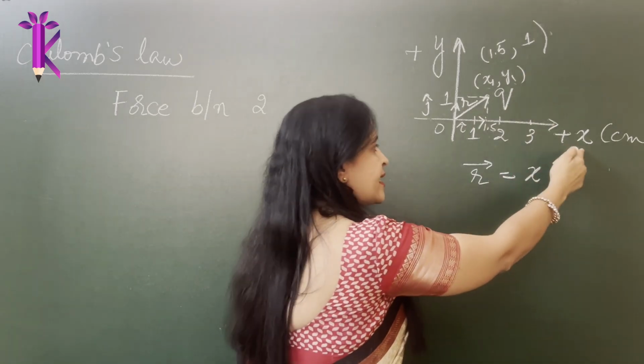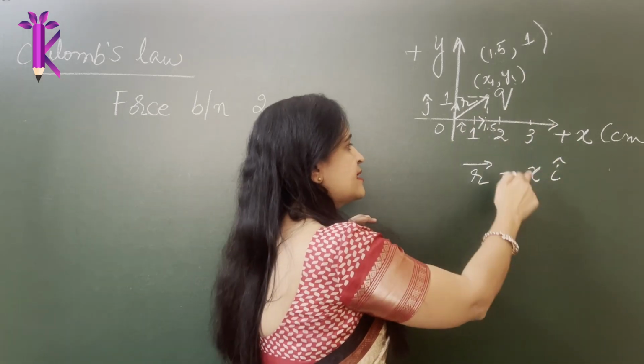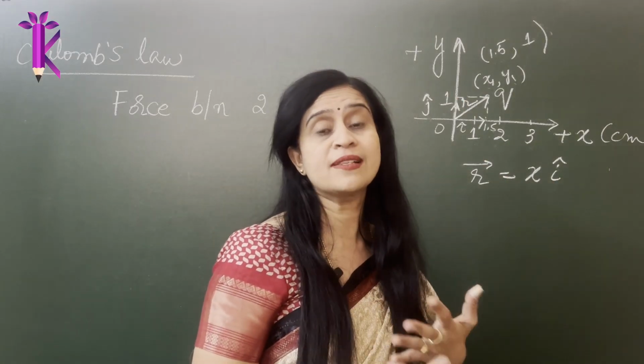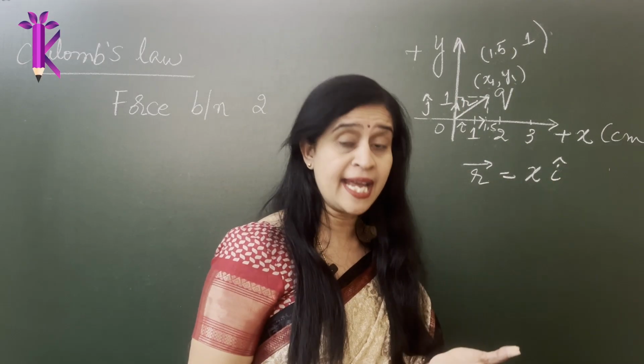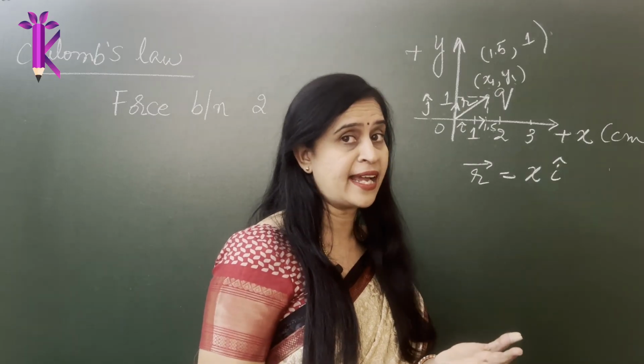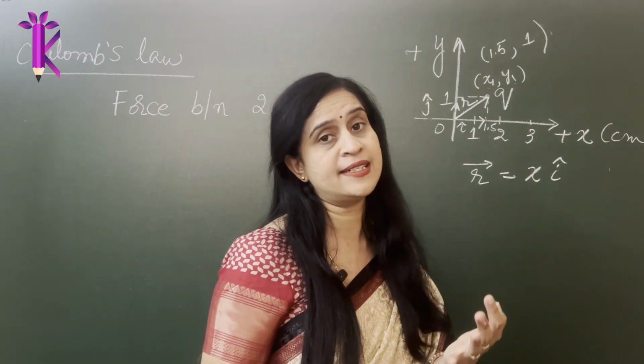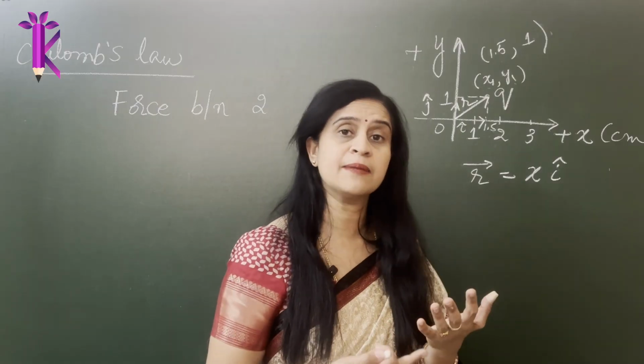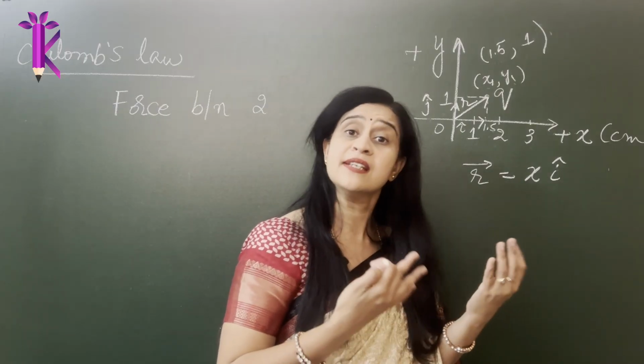Anything that points in the x direction, such unit vectors are denoted by I. Anything that points in the y direction, we call such unit vectors by j, and anything that points in the z direction, we call such unit vectors as k unit vector. We'll learn more about it once I take up the next chapter in mechanics from class 11.